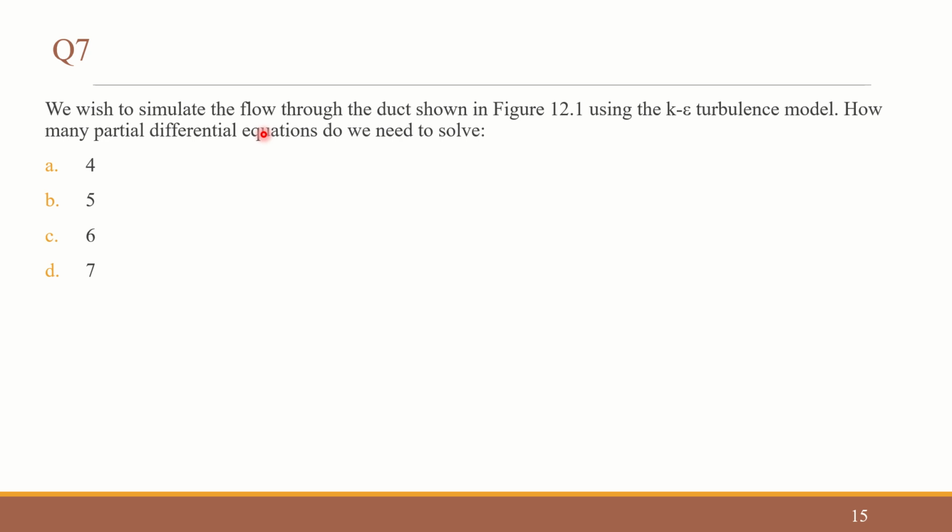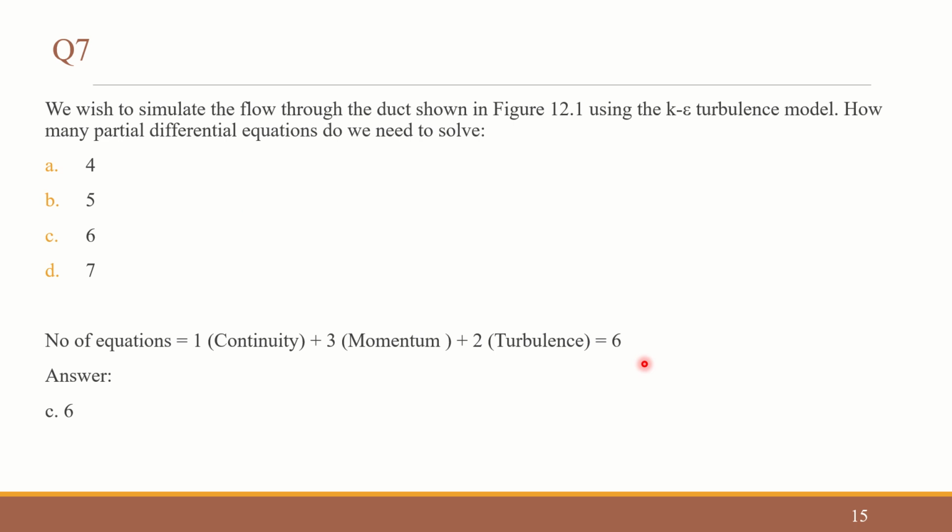So 1 continuity equation, 3 momentum conservation equations, plus 2 turbulence equations, that is 1 K equation and 1 epsilon equation, that is turbulent kinetic energy and turbulent kinetic energy dissipation rate. On the whole, 1 plus 3 plus 2, we will have 6 equations. So the total is 6. The answer is therefore option C, 6.